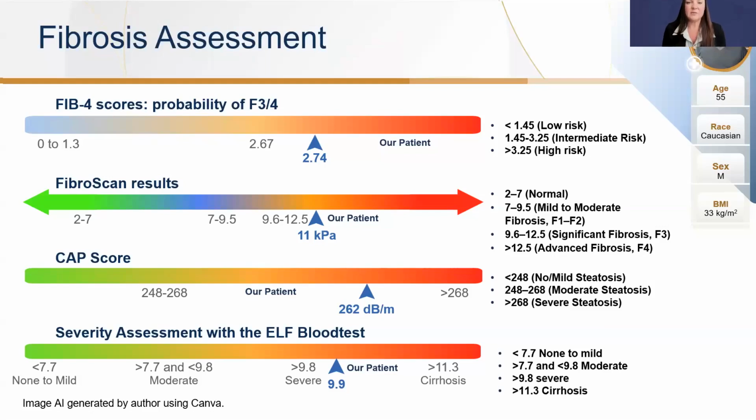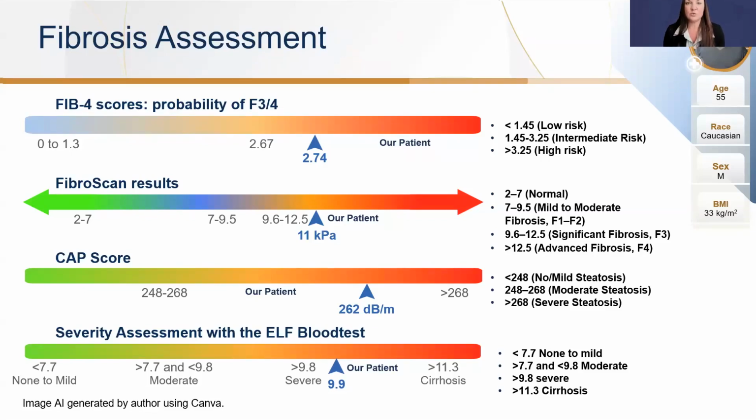When thinking about doing non-invasive tests on this patient, there are several options, starting out with a FIB-4 score, which includes putting into a calculator a patient's age, their transaminases, as well as their platelet levels. You come up with your FIB-4 score. And for Sam A, his is 2.7, which is consistent with intermediate risk of having hepatic fibrosis.